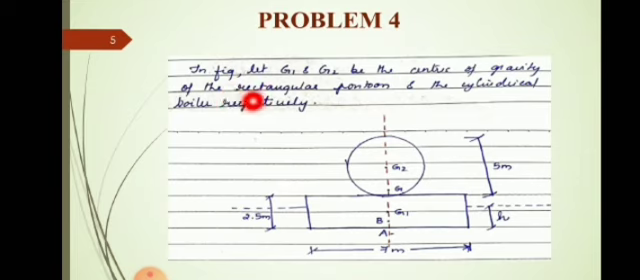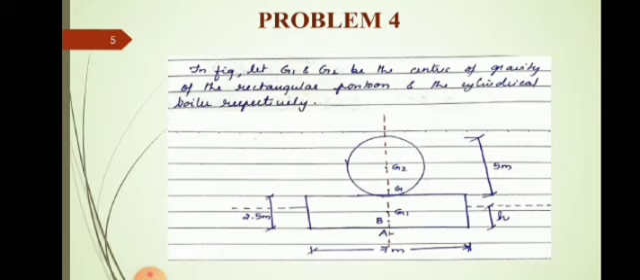In the figure, let G1 and G2 be the centers of gravity of the rectangular pontoon and the cylindrical boiler respectively. See the figure. G1 is the center of gravity of the rectangular portion alone and G2 is the center of gravity of the circular portion alone. And let G be the combined center of gravity. So here G is the combined center of gravity, G2 is the center of gravity of the circular portion, and G1 is the center of gravity of the rectangular portion.